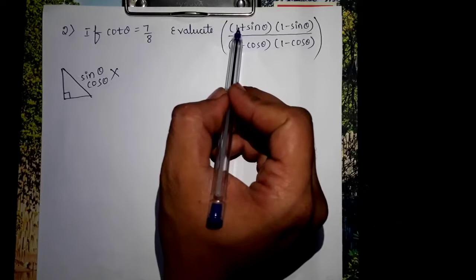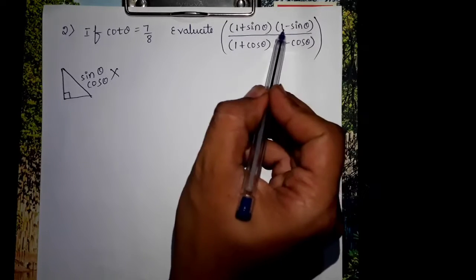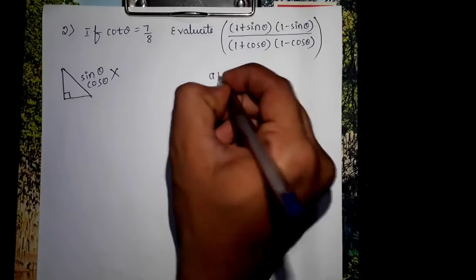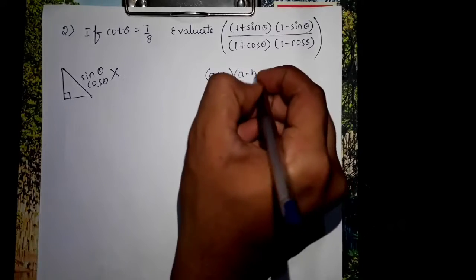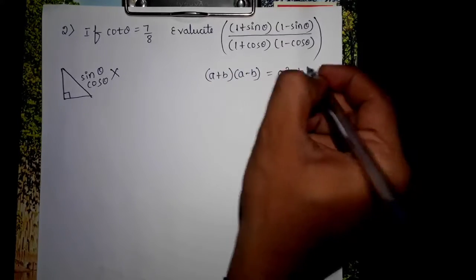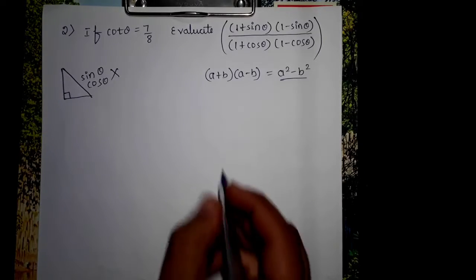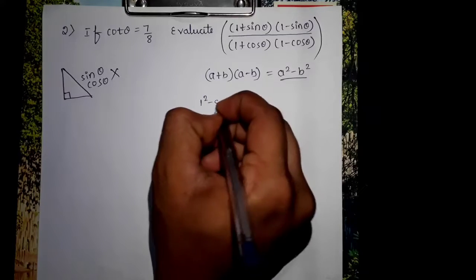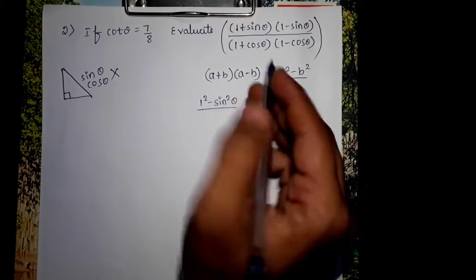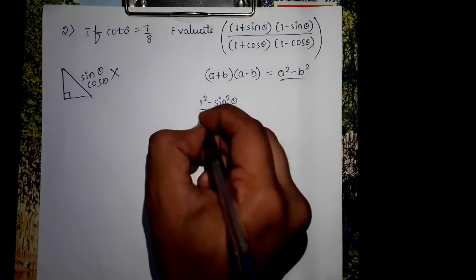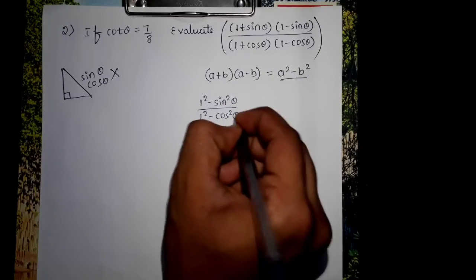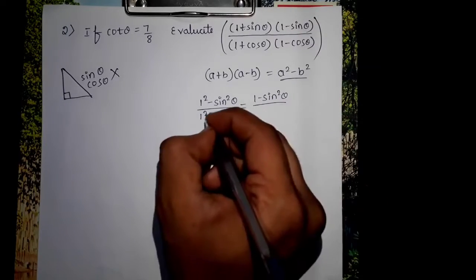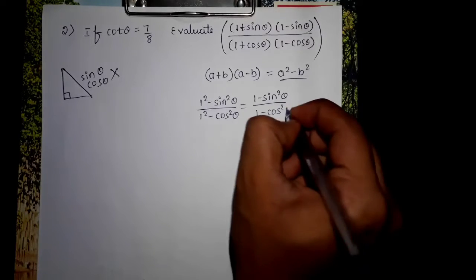How to simplify? Isn't it? It is in the form of A plus B into A minus B. What is A plus B into A minus B? It is A square minus B square. Of course, this identity you people have learned. Then 1 plus sin theta into 1 minus sin theta means 1 square minus sin square theta divided by 1 plus cos theta into 1 minus cos theta, 1 square minus cos square theta. What is 1 square? Again it is 1 only. 1 minus sin square theta divided by 1 minus cos square theta.